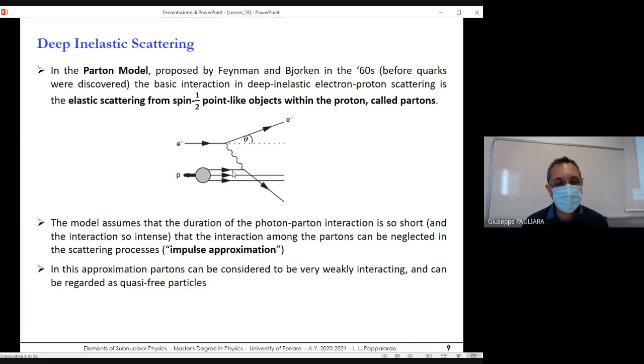The model is based on a very reasonable approximation, which is called the impulse approximation. It is assumed that the duration of the photon-parton interaction is so short and so intense that during the scattering process, one can completely neglect the interaction among the other quarks. In other words, the interaction is so short in time and so intense that one can assume that during the scattering process, quarks are not interacting between themselves. We can neglect any interaction between quarks. And so, essentially, we can assume that they are quasi-free inside the proton.